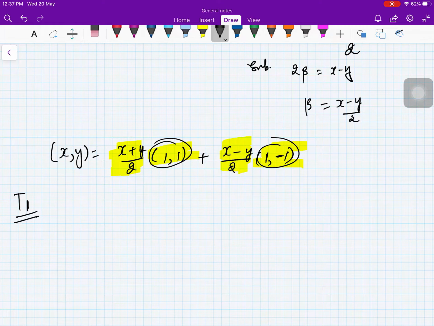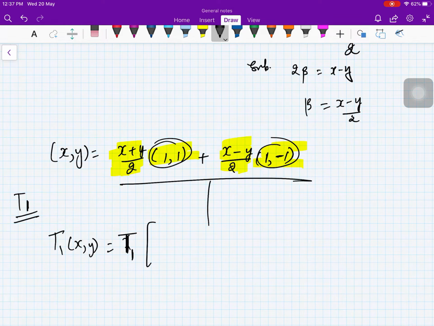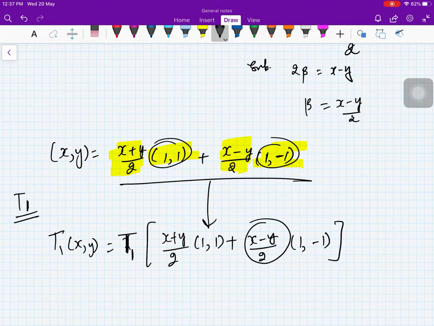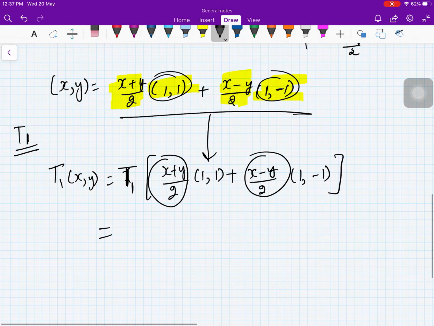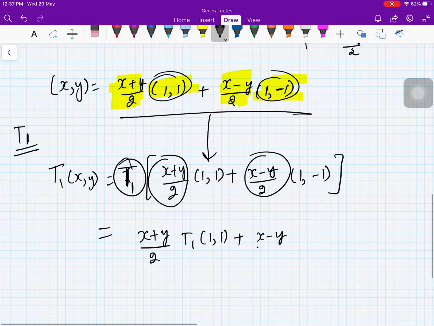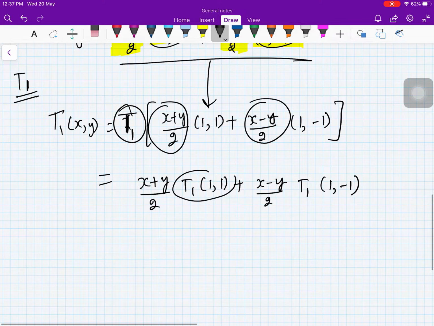Now T1. You will write T1 of (x,y) as T1 of this whole quantity on the right hand side, (x plus y)/2 times (1,1) plus (x minus y)/2 times (1,-1). Now these are your scalars. Because this is a linear transformation, you will get (x plus y)/2 times T1 of (1,1) plus (x minus y)/2 times T1 of (1,-1).